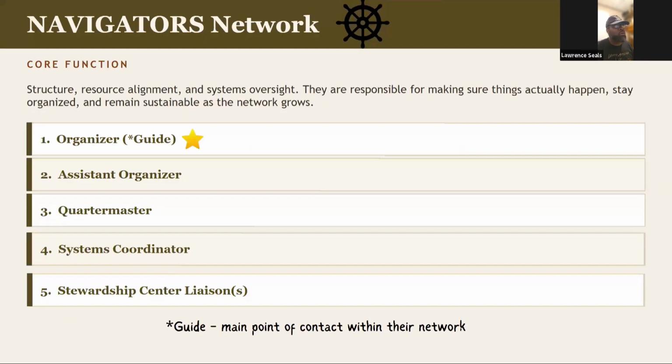All right, so Navigators Network, the core function is the structure, resource alignment, and systems oversight. They are responsible for making sure that things actually happen, stay organized, and remain sustainable as the network grows. These five personnel or network departments are the organizer, assistant organizer, quartermaster, systems coordinator, and stewardship center liaisons. Now, you notice that organizer has guide next to it in that star. Guide simply means that's the main point of contact within this network, right? So this is the person who's organizing the meetings with everyone else.